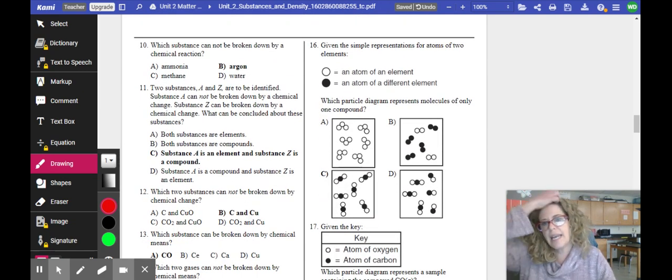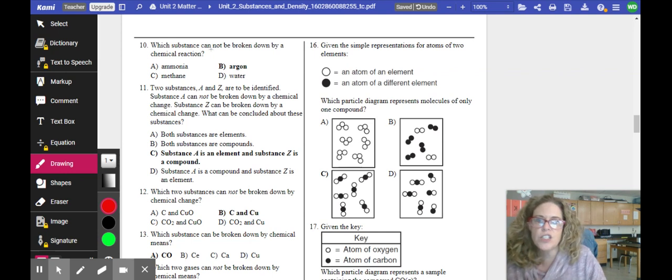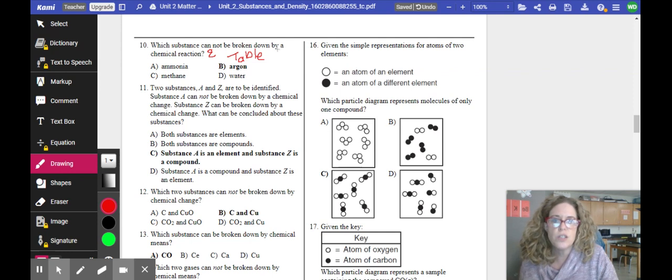All right, which substance cannot be broken down by a chemical change? So I answer that an element cannot be broken down by a chemical change. So now I need to figure out which one of those is an element. I'm not familiar with all these words yet because chemistry is still new to me. So this is where you're going to use Table S. Argon is an element on Table S. Ammonia, methane, and water are all compounds, and argon is an element.